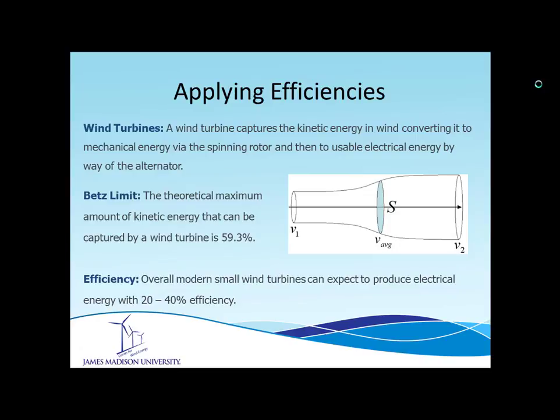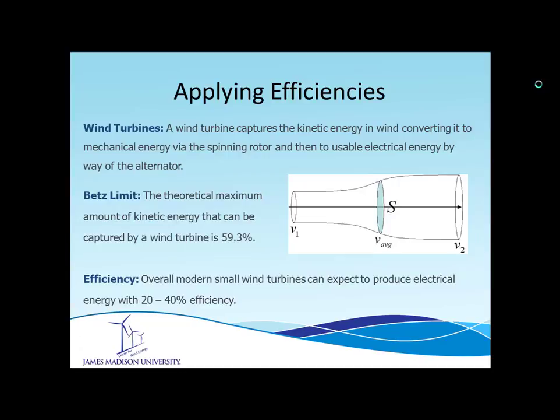So assuming we have all that information and we can calculate a power in the wind, now we have to understand how much a wind turbine can actually capture. So a wind turbine captures the kinetic energy in wind by converting it to mechanical energy via a spinning rotor, and then to usable electrical energy by way of a generator or an alternator. The thing is that there is something called the Betz limit, and this is the theoretical maximum amount of kinetic energy that can be captured by a wind turbine, and it's roughly 60%. And again, that's a maximum.